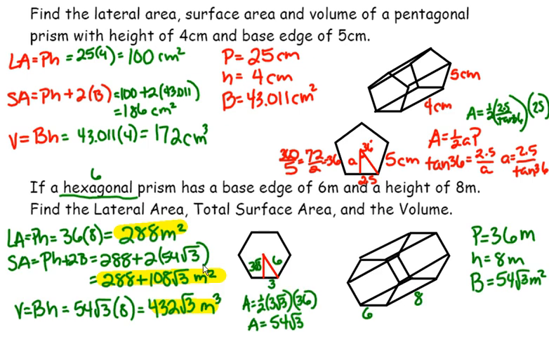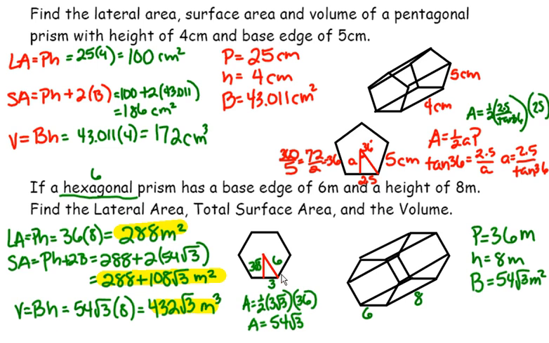All right, so if you draw a quick sketch of your hexagonal prism, it looks something like this. You should have found that the perimeter of your base was 36, the height obviously was 8, and the area of the base was 54 radical 3.